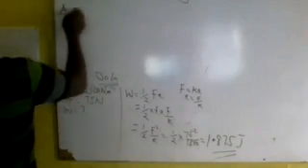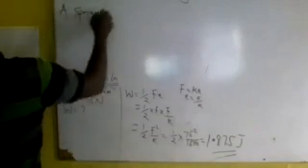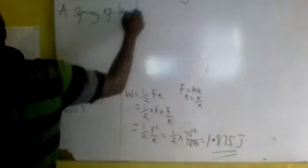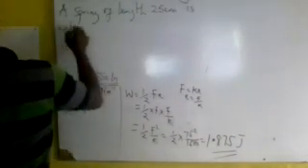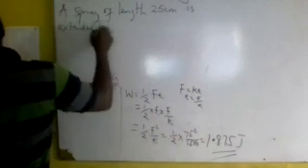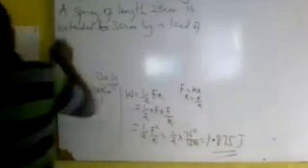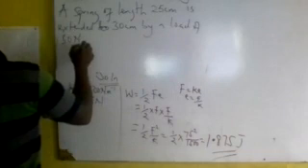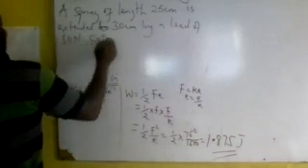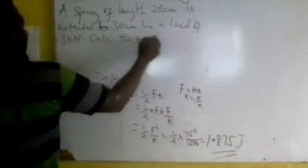They said a spring of length 25 cm is extended to 30 cm by a load of 150 newtons. Calculate the energy stored.